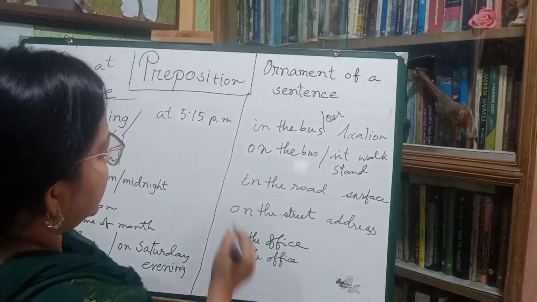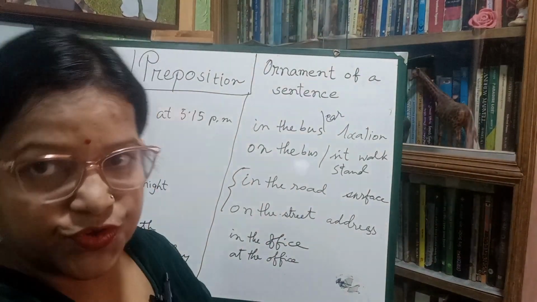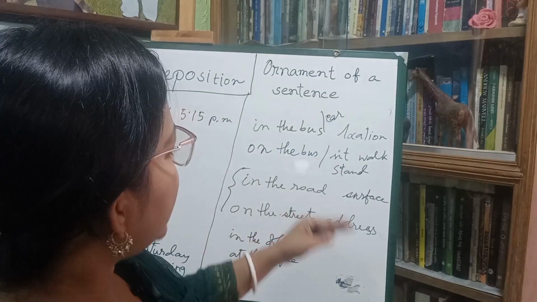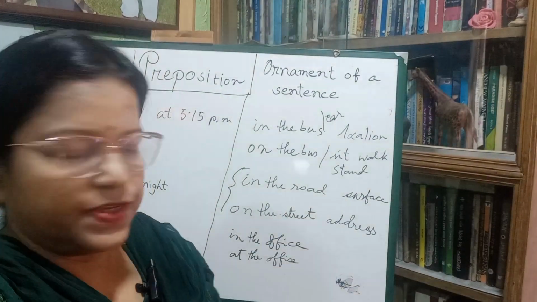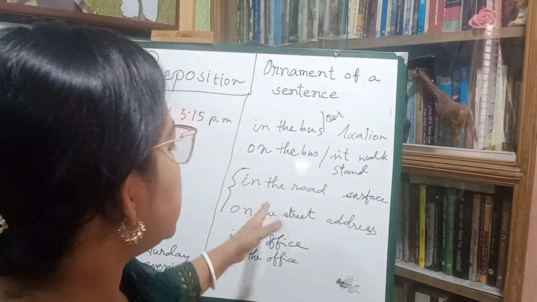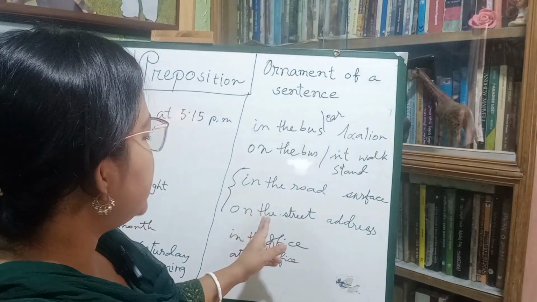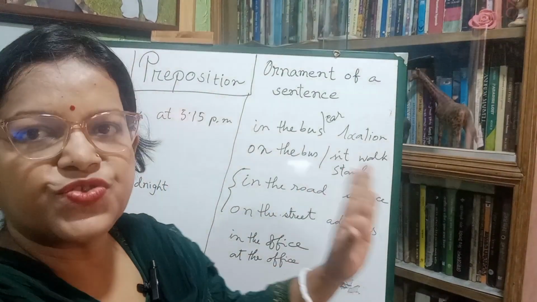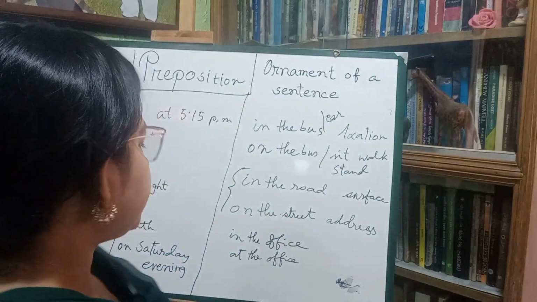There is another question. In the road, on the street. In the road means I am walking in the road. It is a flat surface. But when someone asks me the address, in that time I have to say on Road 7, on Dhanmondi.